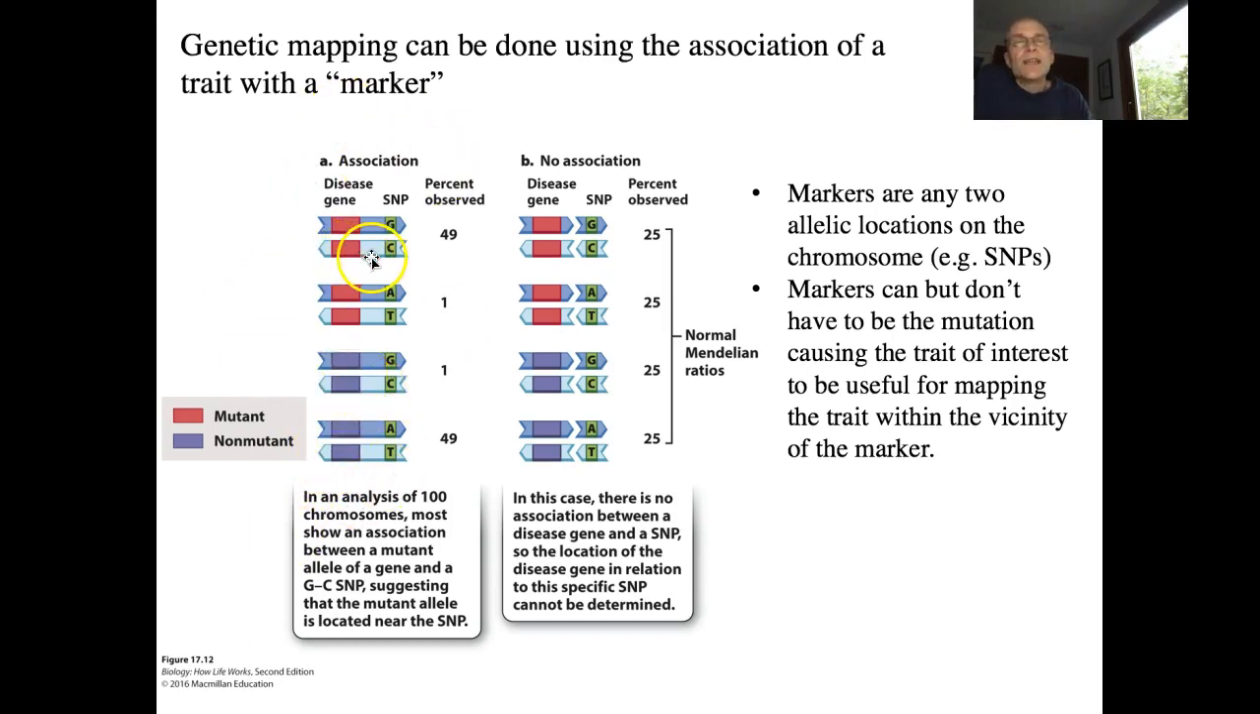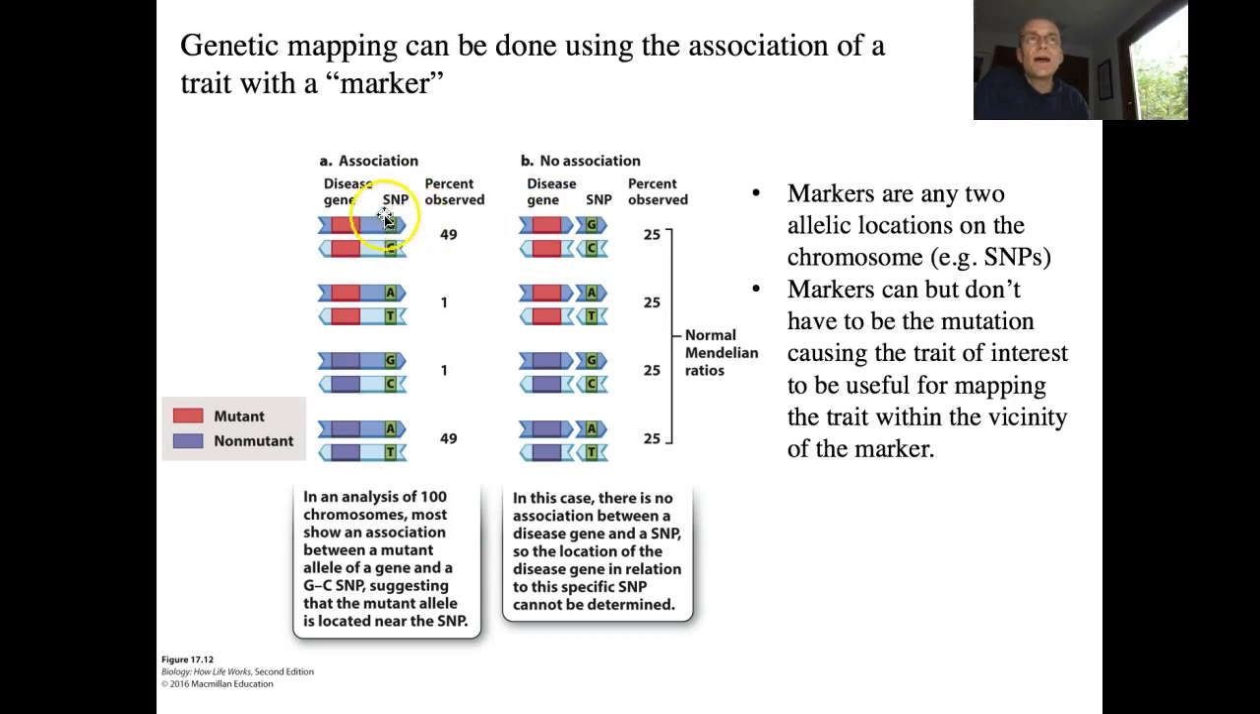Now, if there's no association, if you take a SNP and there's no association, then this should be completely random, right? You should see on average the same combination. So in this case, there's no association between the disease gene and the SNP. So the location of the disease gene in relation to a specific SNP, a random SNP that you chose and you thought might be related to this gene, cannot be determined. That means this SNP doesn't tell us anything about whether or not a person might have this disease gene.